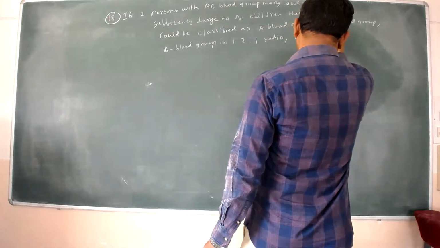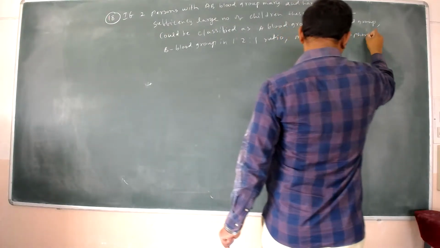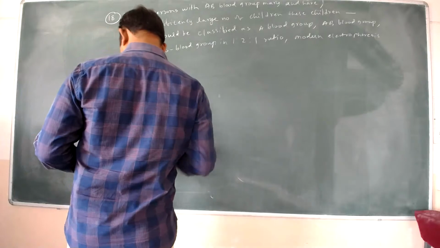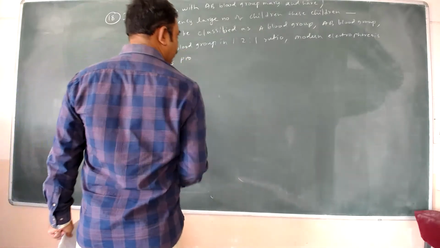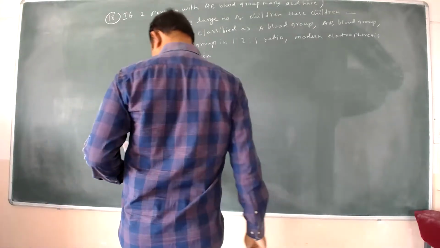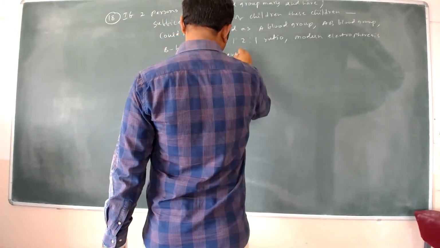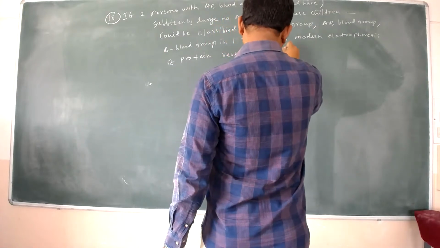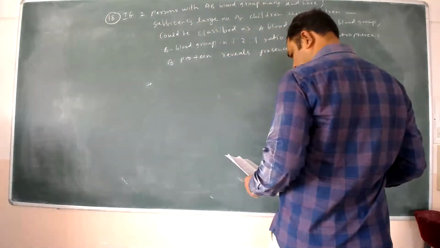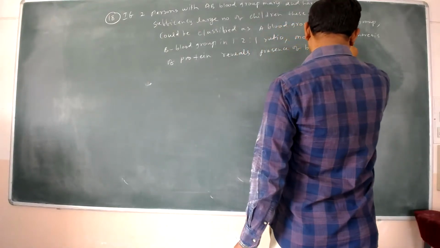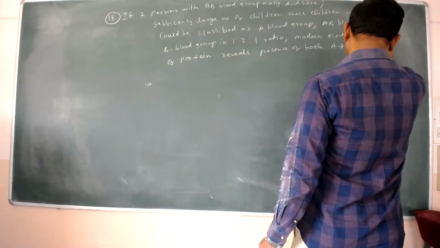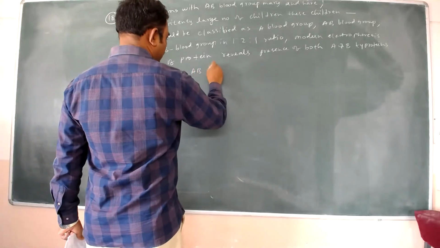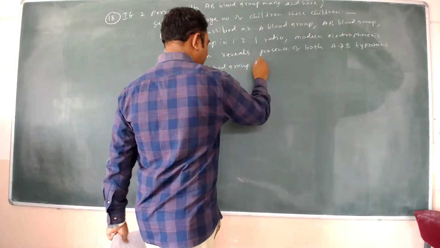Modern electrophoresis of proteins reveals presence of both A and B type proteins in AB blood group individuals.